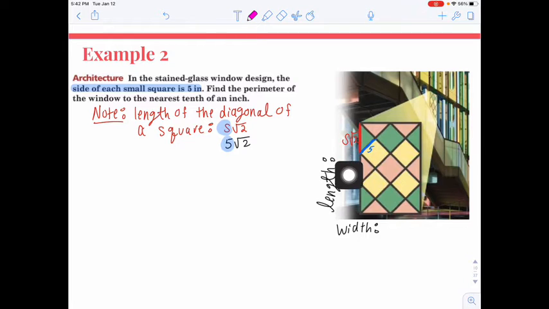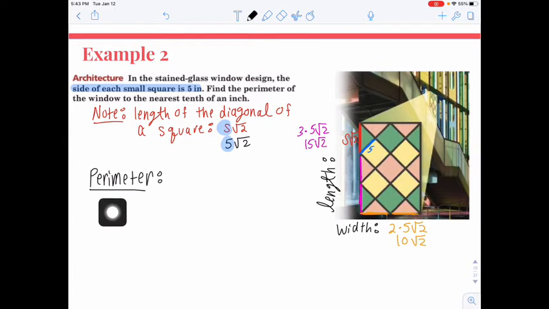Next, we're going to consider the length and the width of the stained glass window design. So we need to figure out how many of these diagonals are on the length. So we have the first one in red. Here's another one, and here's a third one. So we have 3 of these 5 radical 2's. If we multiply that out, we get 3 times 5 radical 2, or 15 radical 2 for our length. We can use this same idea to check how many we have on our width, which is 2 diagonals. So there are 2 times 5 radical 2, which we can simplify as 10 radical 2.